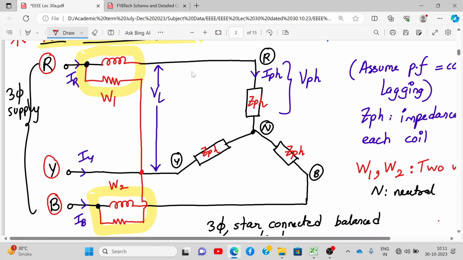See how they are connected. Current coils are connected in series. Upper one is the current coil and pressure coils are connected in parallel. It's not at all hard. You have to just draw it carefully.